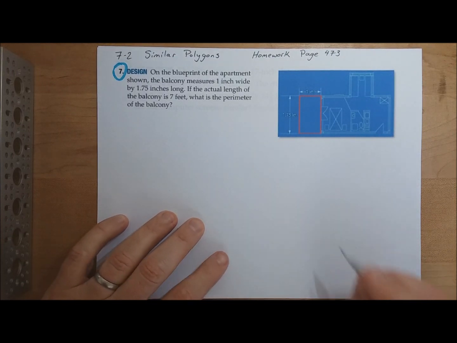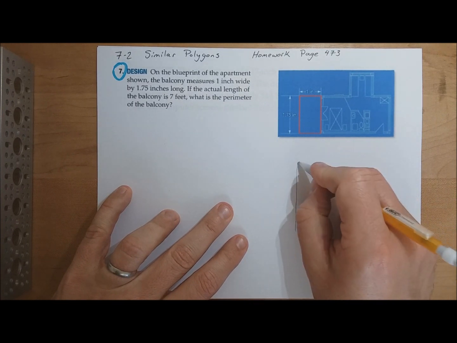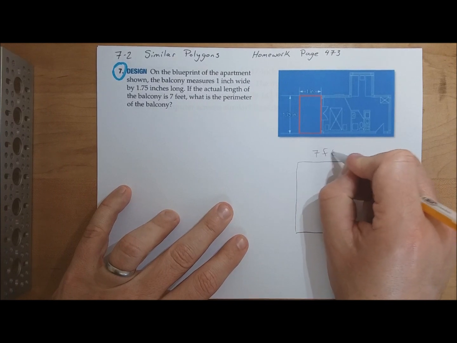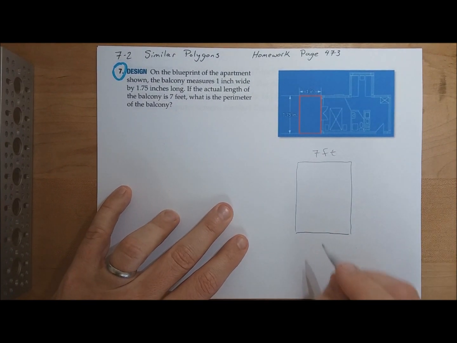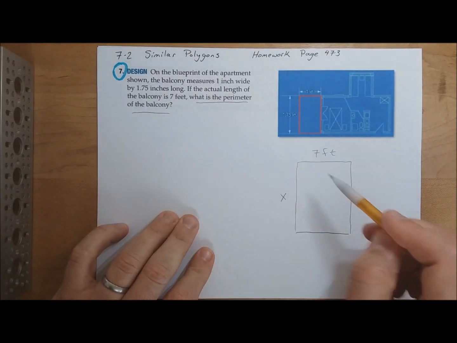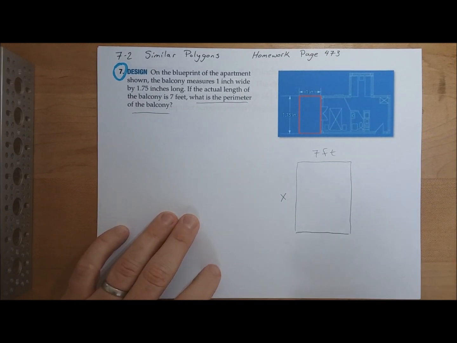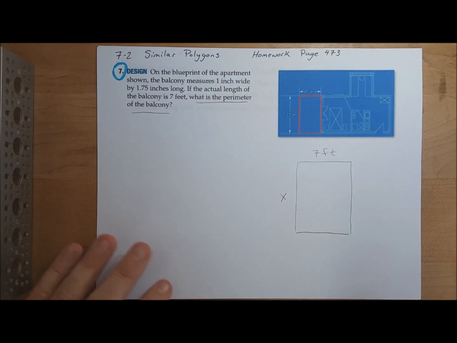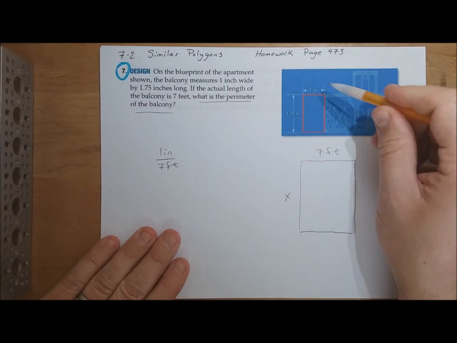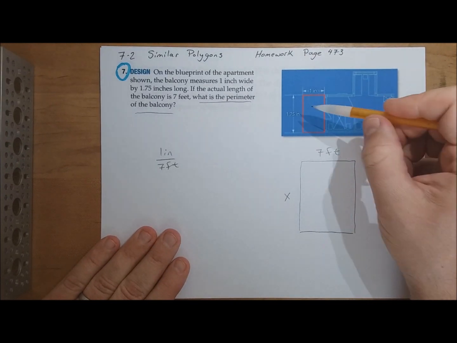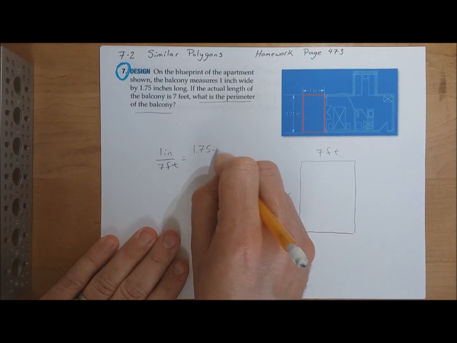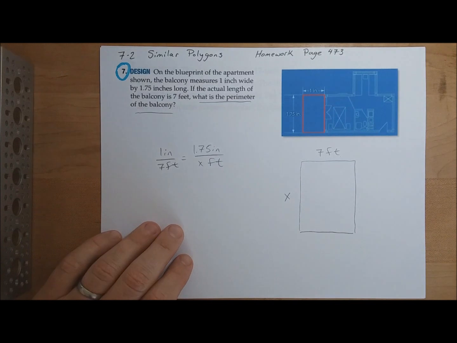Okay, well, one way we could look at this is to say, well, here's the real polygon. It's actually 7 feet wide. What would this length be? Because in order to find the perimeter, I'm going to need to know both of these sides, right? Okay, so could we set up a proportion? 1 inch over 7 feet. This over this should equal that over that, right? 1.75 inches over x feet. Okay.